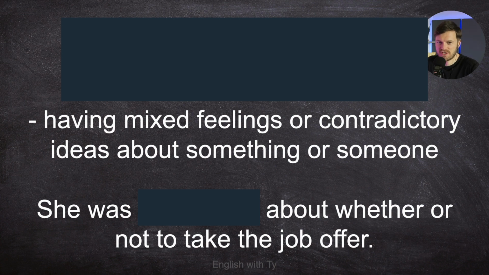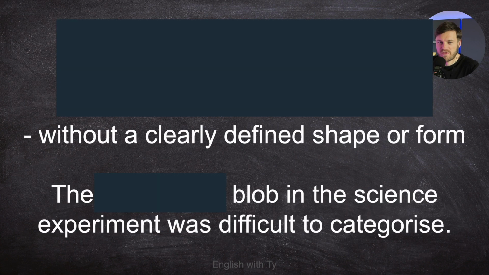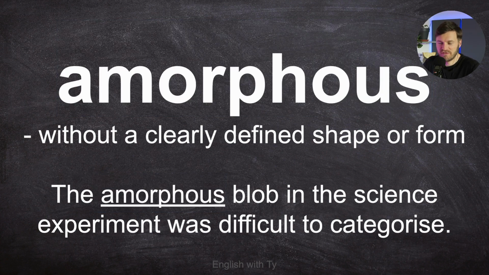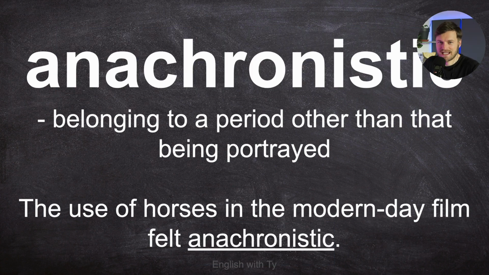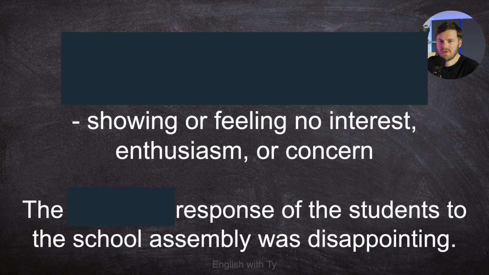Having mixed feelings or contradictory ideas about something or someone. This is a longer word. Ambivalent. Without a clearly defined shape or form is amorphous. Belonging to a period other than that being portrayed. Now this is a very long word. The word is anachronistic. Showing or feeling no interest, enthusiasm, or concern. What's the word we're looking for here?